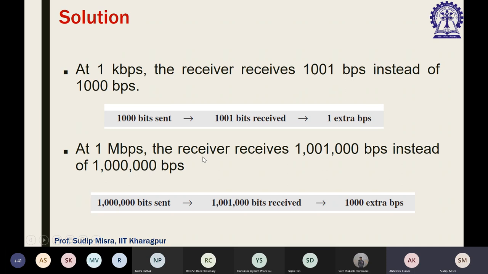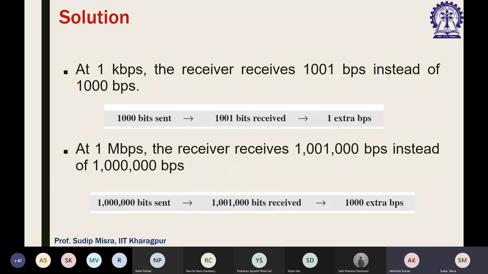So at 1 Mbps, the receiver will receive this much bps instead of this, right? Which means this is what is going to be sent at the sender end. The receiver will be receiving this much, and the extra bps that it can receive is 1000 extra.